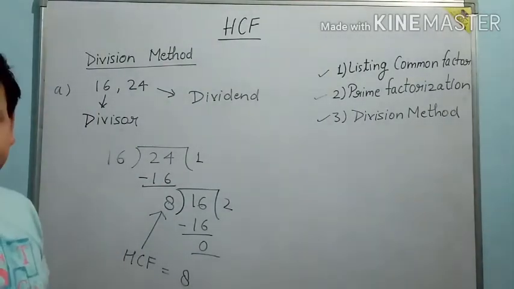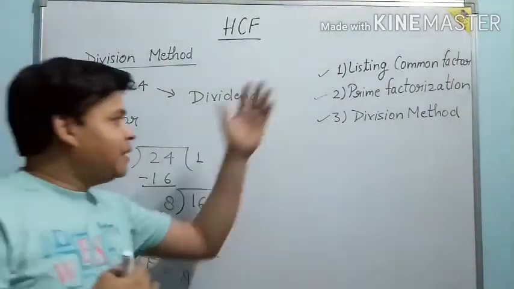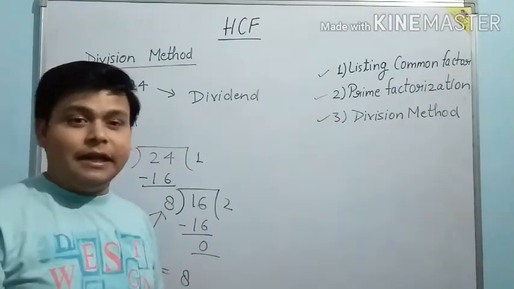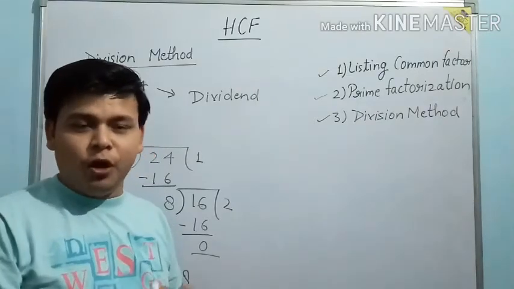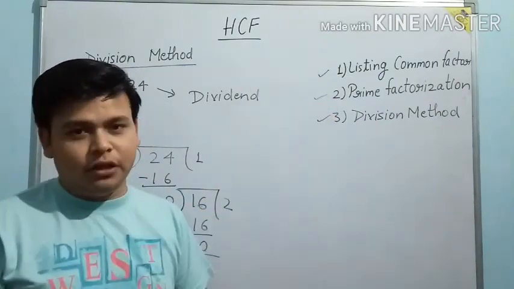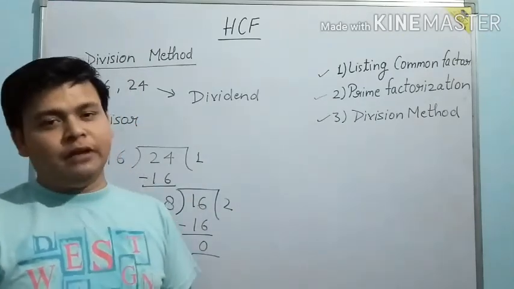So we learned two things from here. First, we can find the HCF by any of these methods. The second thing we have learned is that the answer will remain the same, it will not change, there will be no effect on the answer, whether we use this method, this one, or this method. So I hope you all have understood these three methods of how to find the HCF.